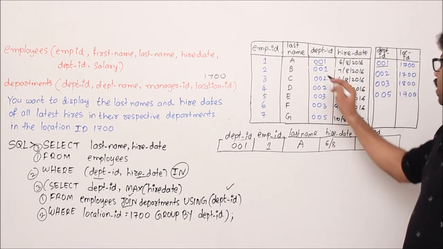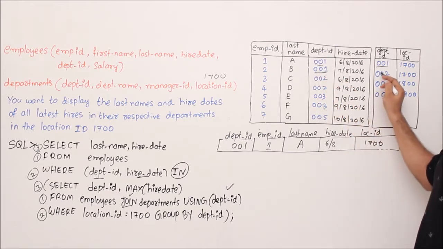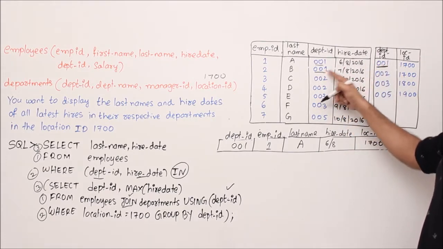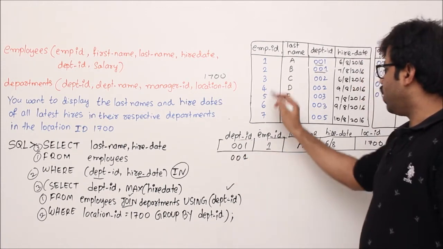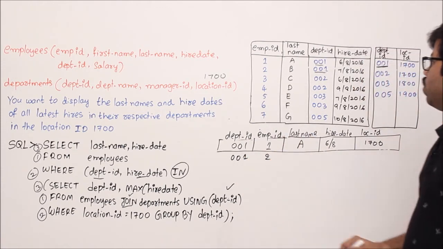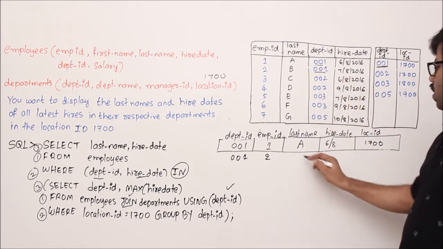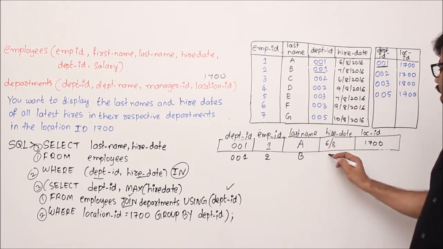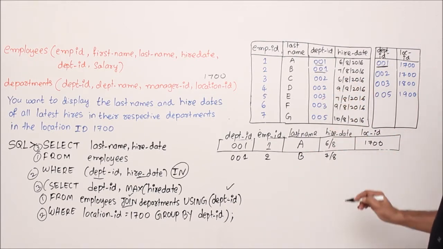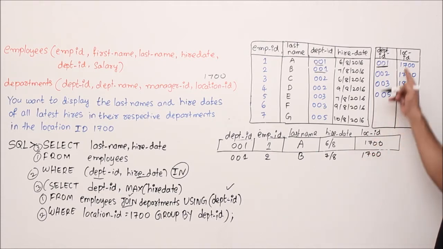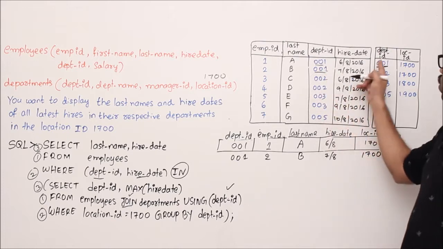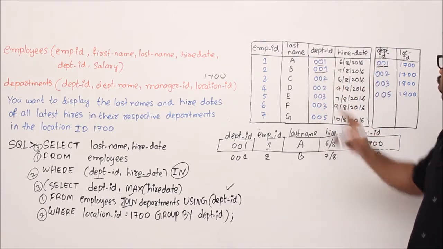Then next, this 001 matches with this 001, so department ID should be matched. Then you get 001. The corresponding employee ID is 2, last name is B. The hire date is 7, 8. Then location is 1700. In location 1700, there are two departments, so those two departments are mapped to two values.